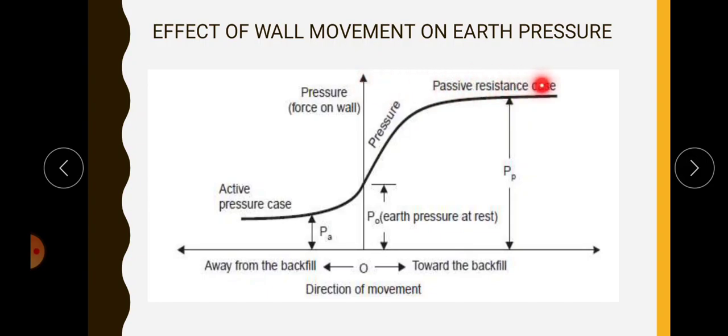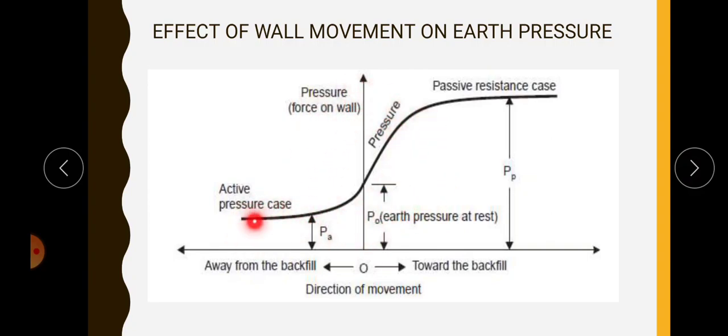This is the passive earth pressure and this is the active earth pressure. This is the earth pressure at rest. So active earth pressure is the minimum value, passive earth pressure is the maximum value, and earth pressure at rest will be intermediate between active and passive. So you should remember this figure in your mind.